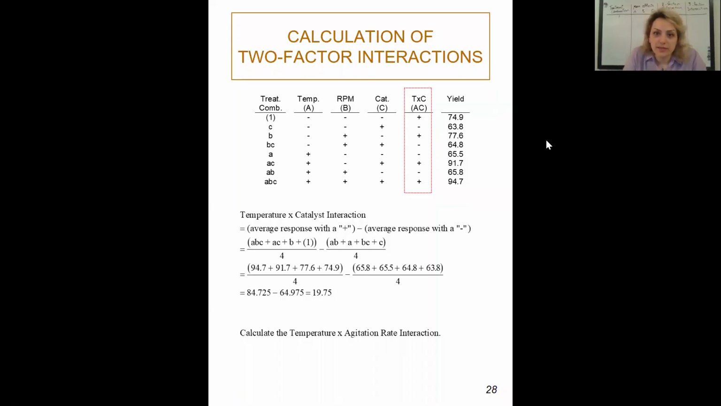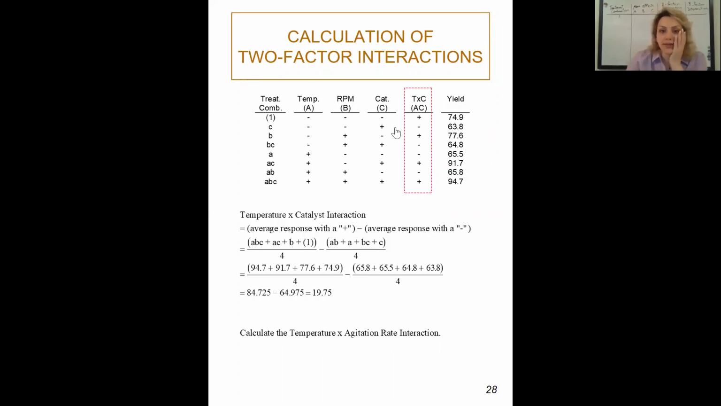So let's calculate interactions with the plus sign and minus signs that we have. We have the treatment combination on the first column, and then we have treatment A. We would have each of these factors like A, B, C, and then we are interested, let's say as an example, to find out the interaction of the treatment and the catalyst.